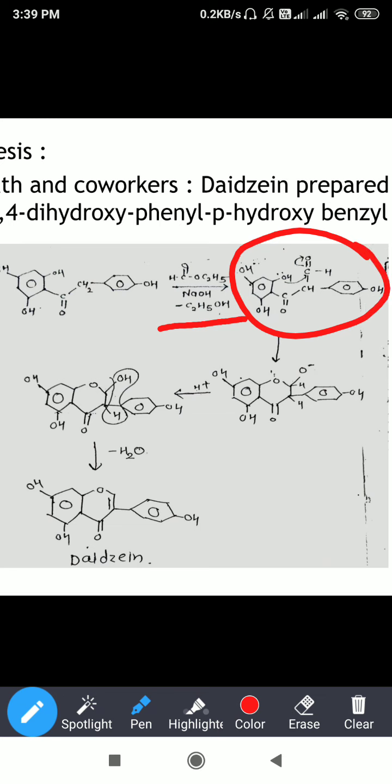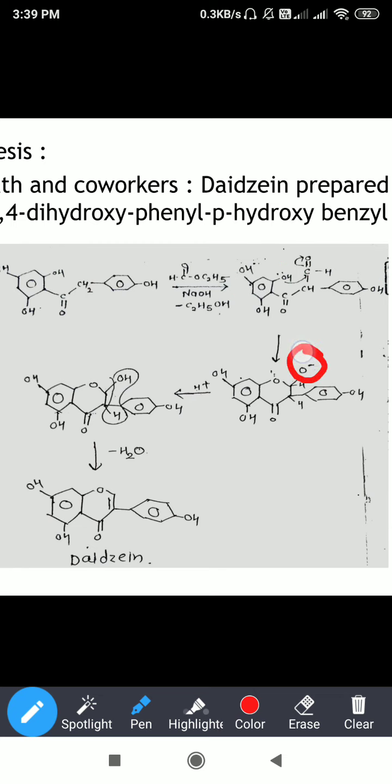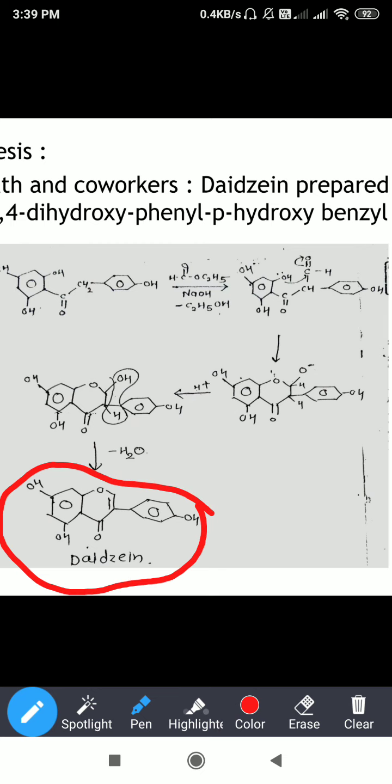Now here the lone pair of oxygen shifts to this carbon and the pi bond opens onto this oxygen, and this oxygen gets negatively charged. Now protonation takes place. With the protonation, removal of a water molecule takes place. With the removal of the water molecule a double bond forms, and with the formation of the double bond we get the final product, that is daidzein. So this is the synthesis of daidzein.